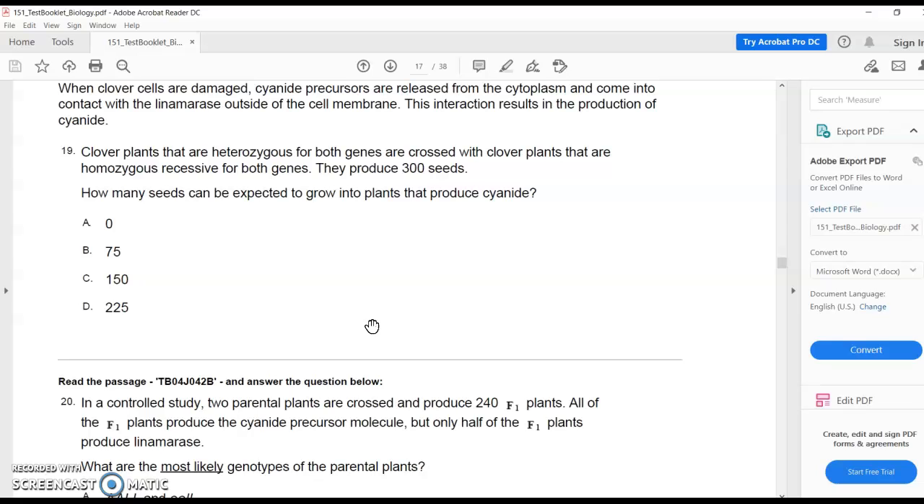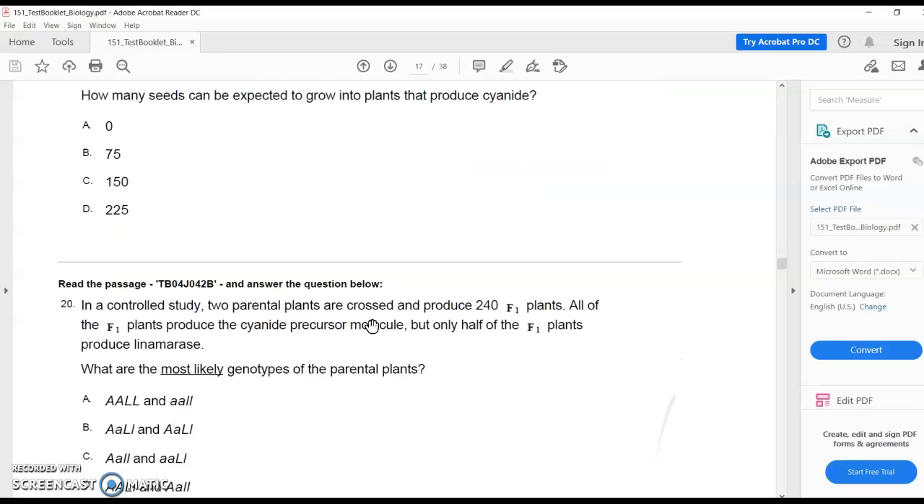So it says that they produce 300 seeds, and you're looking for how many can produce cyanide. Well, if you have a half from your big A, little a's, and you also have a half from your big L, little l's, that is 1/2 times 1/2 is a fourth. So you would take a fourth of 300, and that gets to be B, 75.